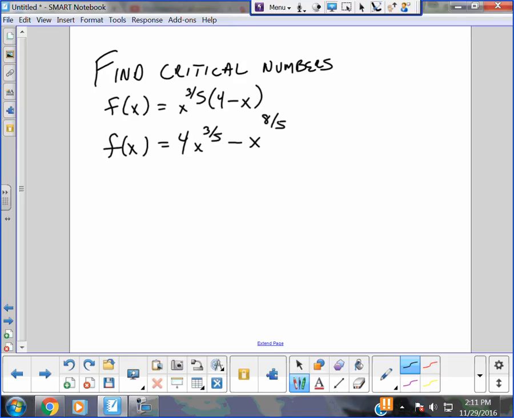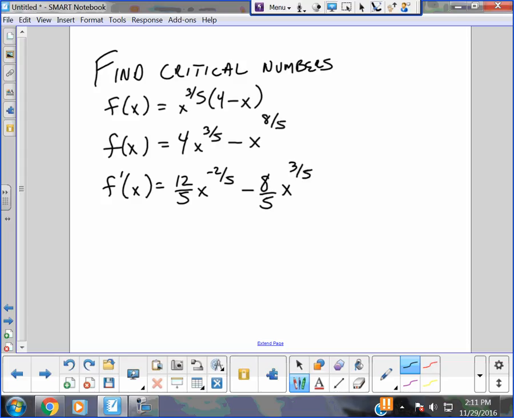And this is an easy function to take the derivative of. We use the power rule. I don't worry about the coefficient of 4. I bring down the power. 3/5 times 4 is 12/5. Take away 1, I think that's negative 2/5. Take the derivative of that, I get 8/5. Take away 1, I get 3/5.